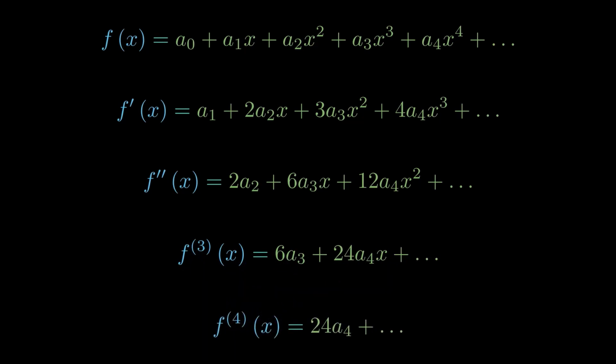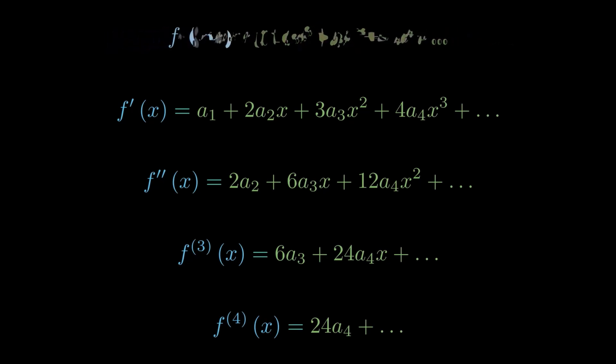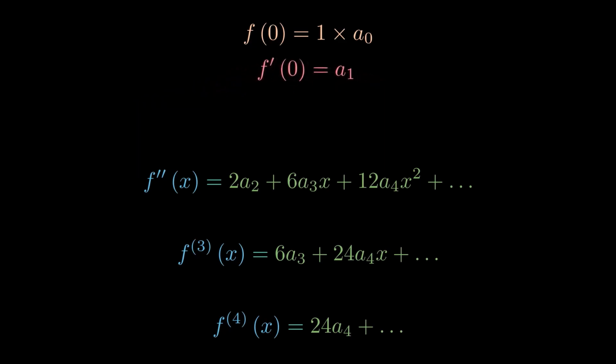Now that we've done that, let's evaluate each of these derivatives at x equal to 0, starting with f of 0, which evaluates to a naught. Let's twist this a bit and write this as 1 times a naught. The reason will be apparent later on. f dash 0 is nothing but a1. Well, let's twist this and write it as 1 times a1.